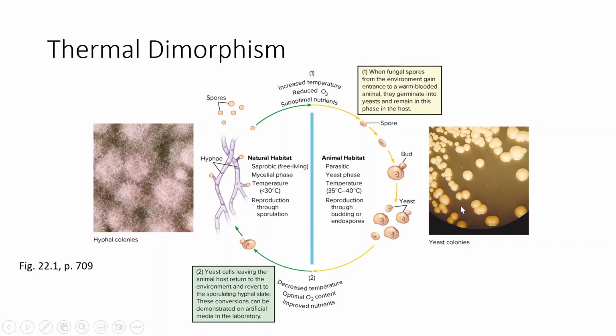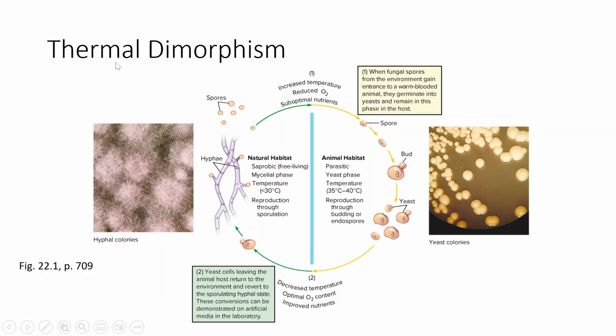Okay? However, they can exit our body, and once that happens, you basically have a decrease in the temperature, right? The outside world's a lot cooler than us. And basically, right, they're getting more O2, improved nutrients, so they're able to go back to this larger type of body and then start making these spores. But basically, this is what thermal dimorphism means.